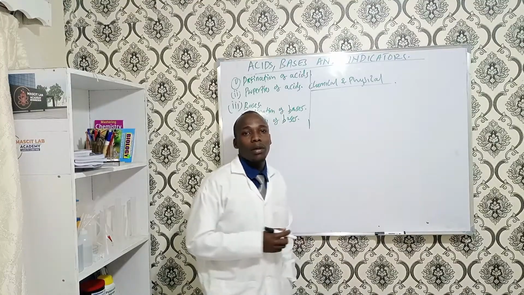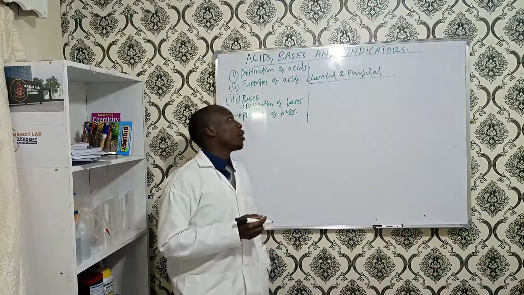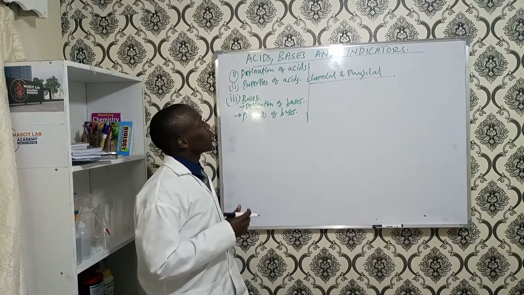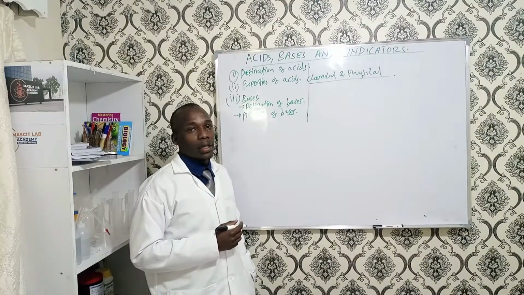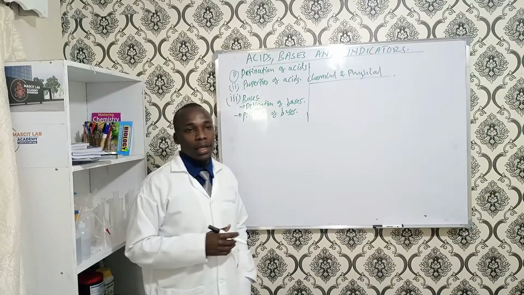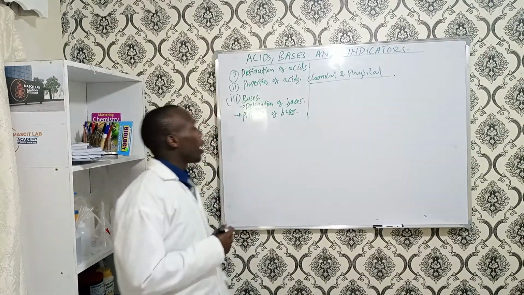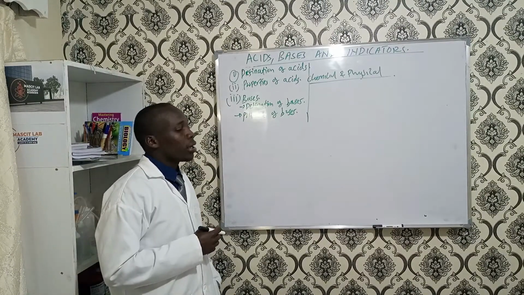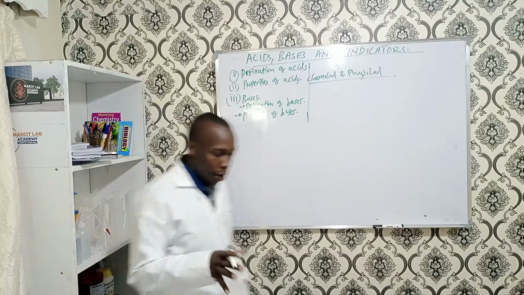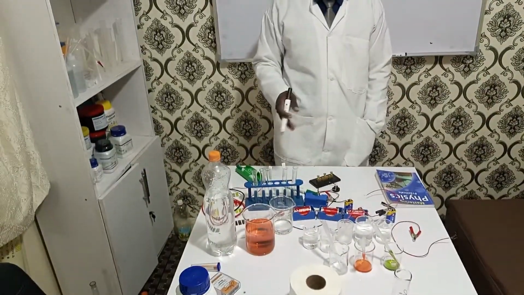Today we are going to take a look at chemistry as a science subject. In chemistry, we are going to take a look at a topic that is acids, bases, and indicators. And then we also take a look at the properties, that is the chemical and physical properties of acids, bases, and indicators. So with me, I have a range of acids and bases.